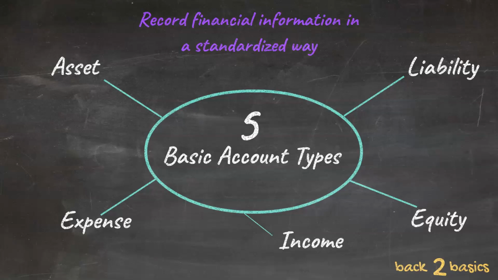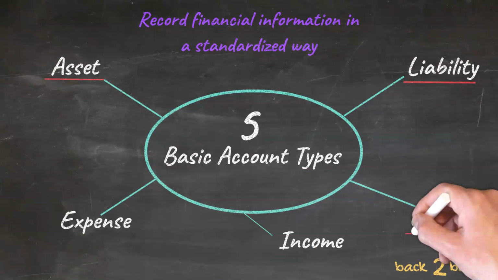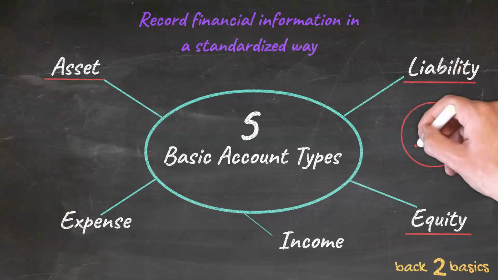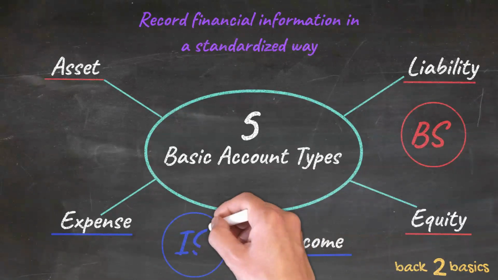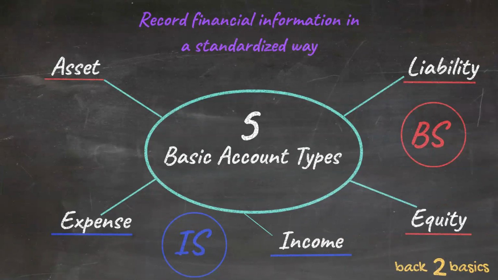The 5 basic account types are important because they appear and are presented on the face of the financial statements. Assets, liability, and equity accounts will appear on your balance sheet, known as the statement of financial position. And the income and expense accounts appear on the income statement or the statement of comprehensive income. If you are familiar with the basic accounting cycle, you will know that the financial statements are the last step or report in the cycle.